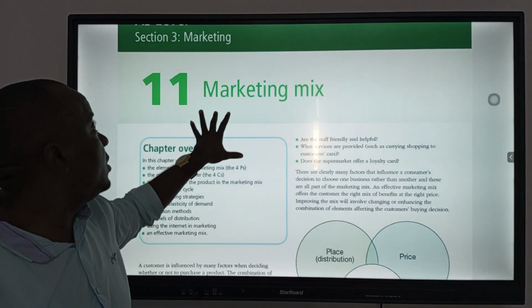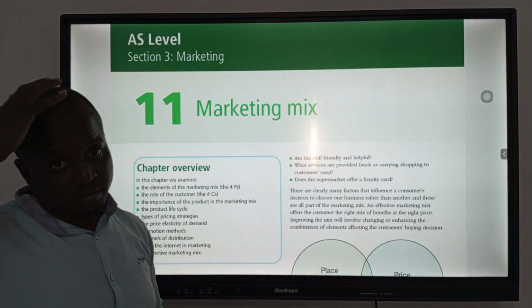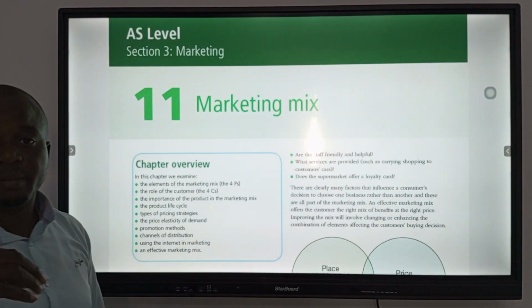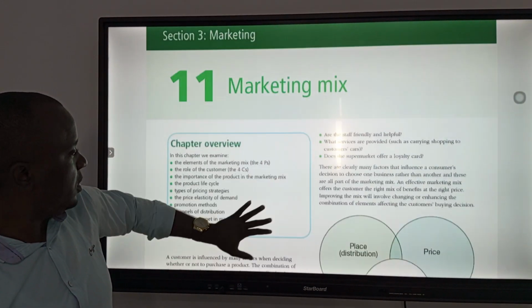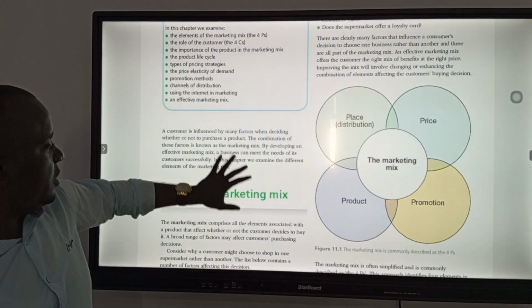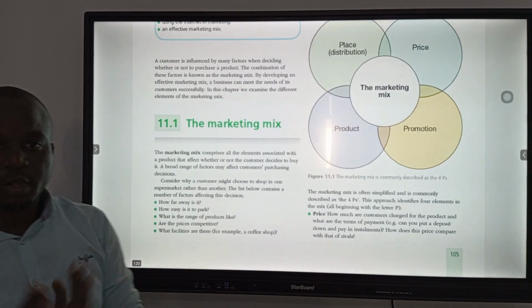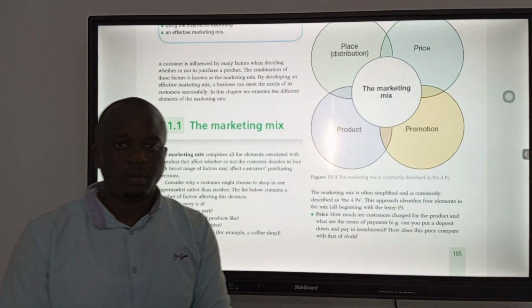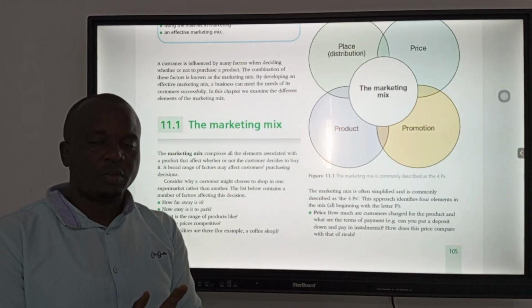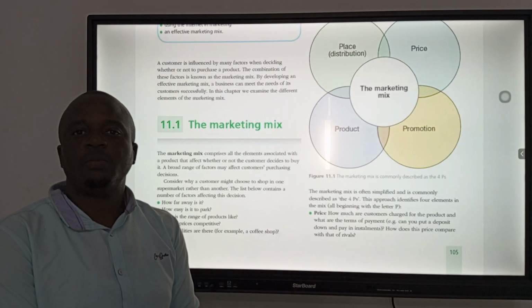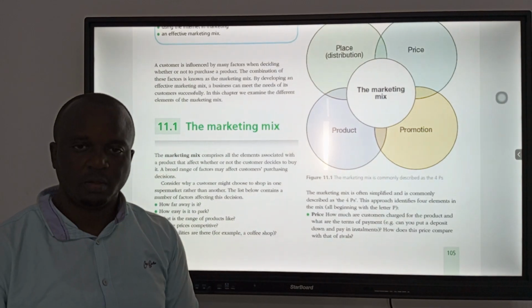The 11th topic under AS level section 3 is talking about the marketing mix. I just have to give you a background of what it's talking about. The lesson on marketing mix is just trying to explain the factors that can influence consumers to make purchases of products.